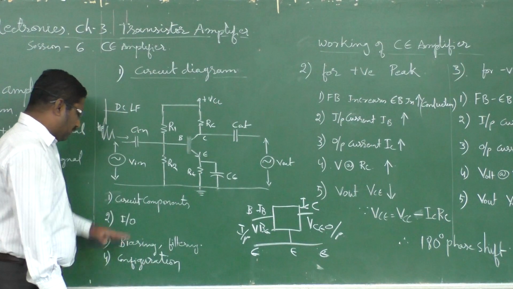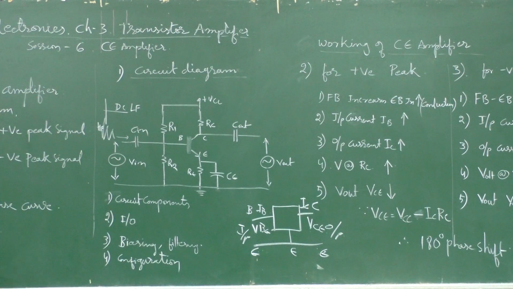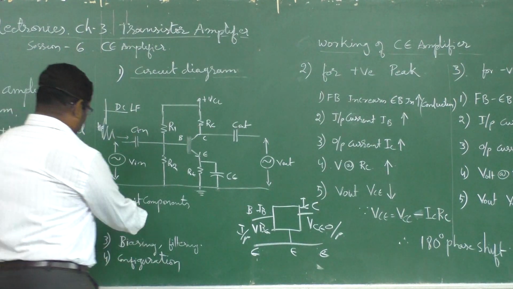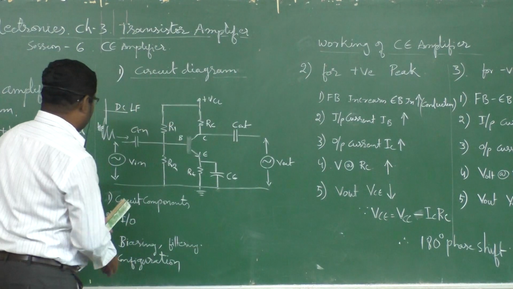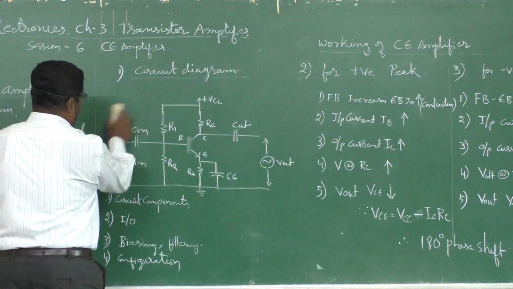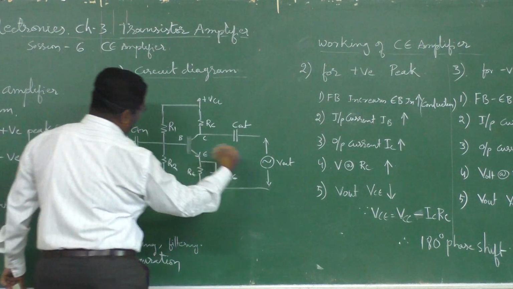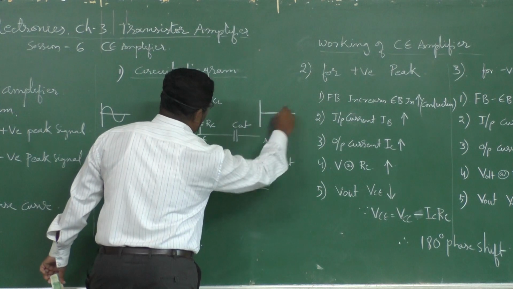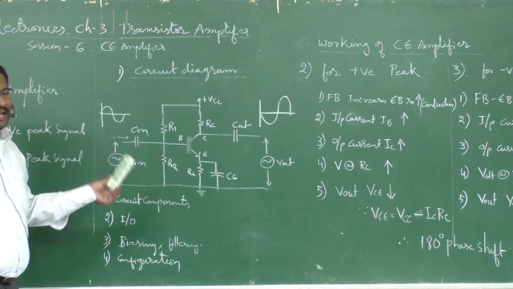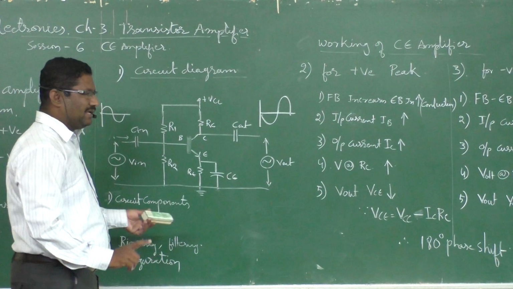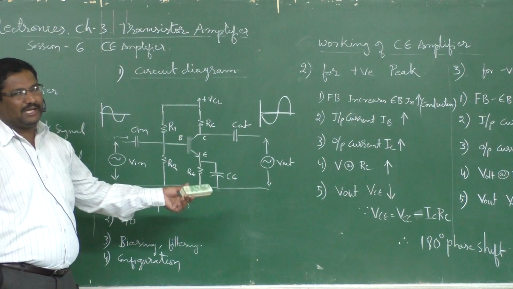So you have to keep in mind that students need to answer these four points: circuit components, and input and output. Input and output means how to write the input and output signals. The input signal is applied, and the output signal should not be in phase with the input. It should have a phase difference of 180 degrees. This happens only in the CE amplifier, not in the CB or CC amplifier. Only in the CE amplifier configuration do we have a 180 degree phase shift.